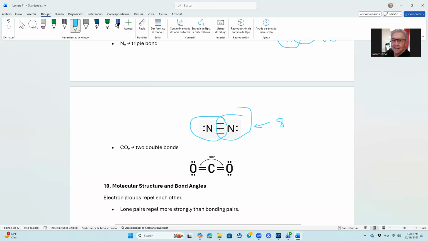In this case, we can explain the same thing by using the carbon dioxide molecule. And this way you can see that this compound will be linear.